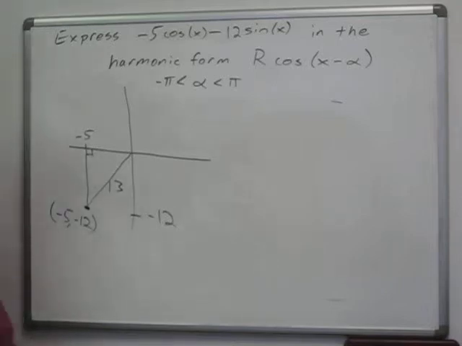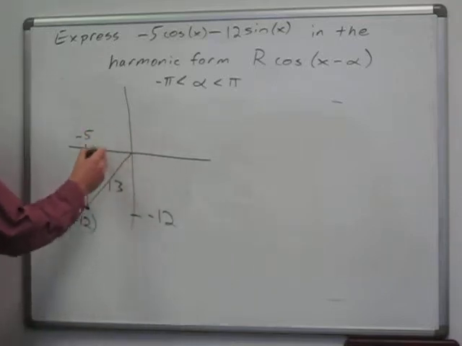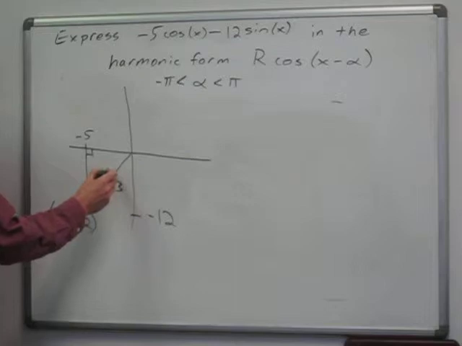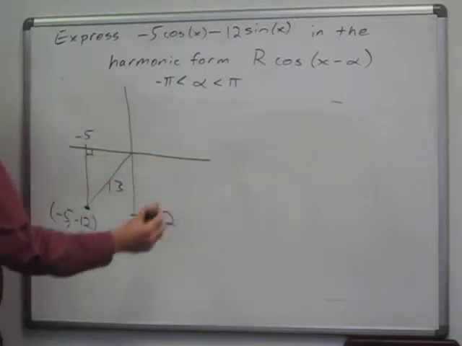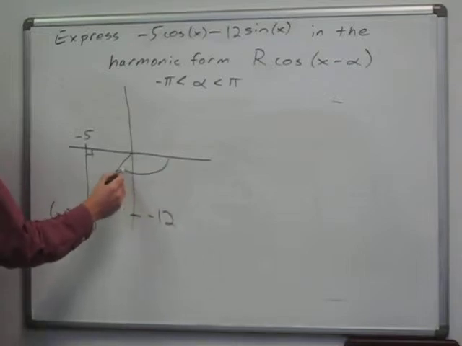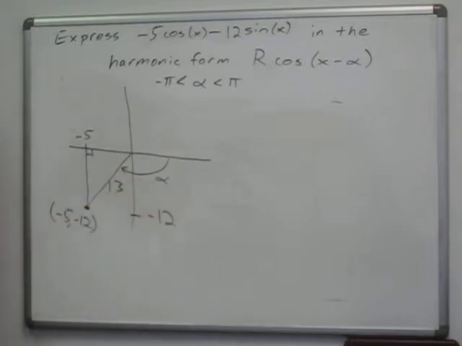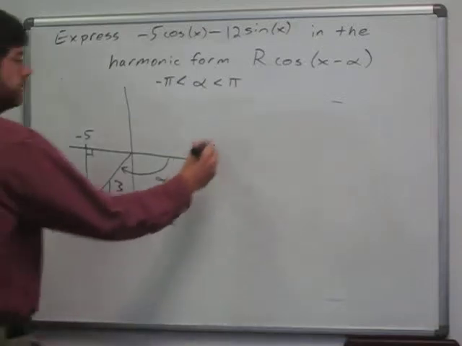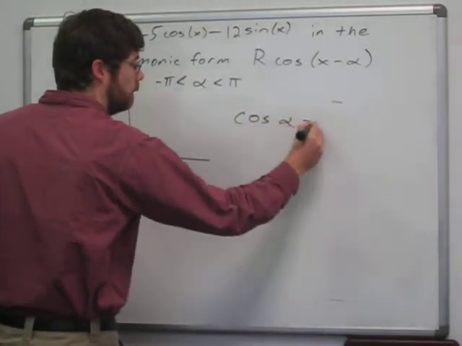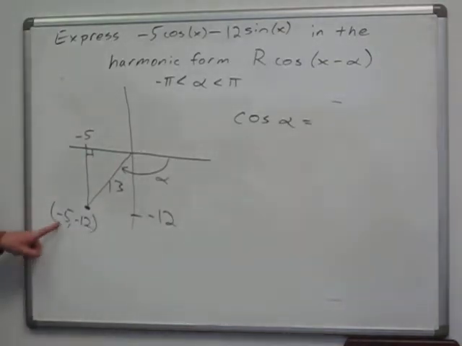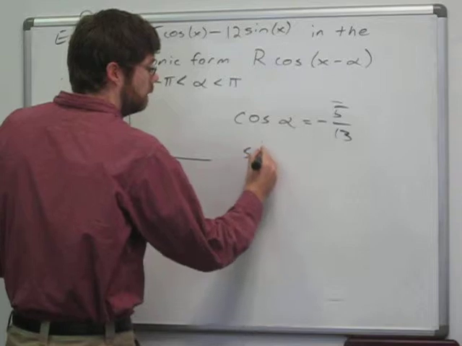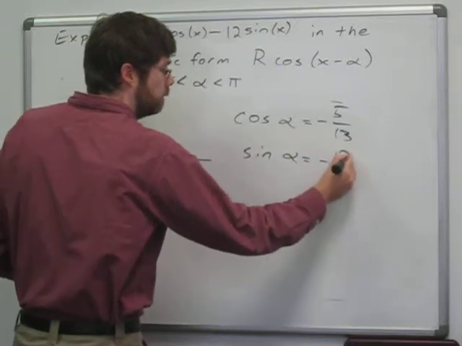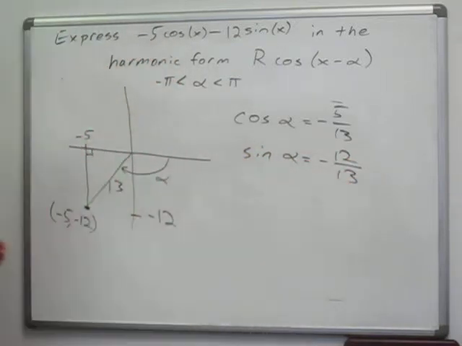So what about the phase shift? Well, I can't use an angle that goes all the way around in the positive direction because I'm bound between negative pi and pi. So my phase shift is going to be that angle there, right? And it has to satisfy two conditions. Cosine of alpha has to be negative 5 over 13. Sine of alpha has to be negative 12 over 13.